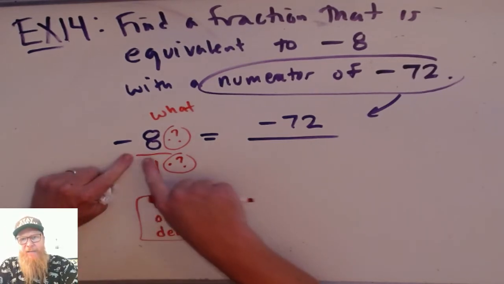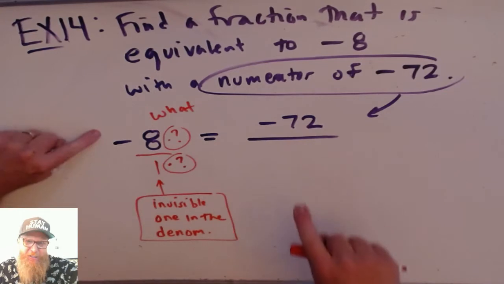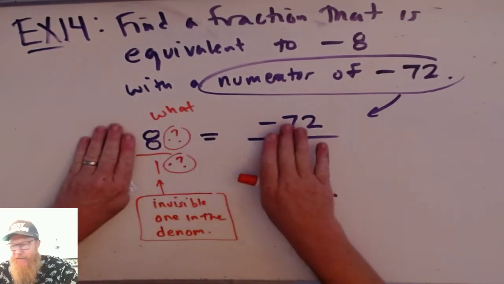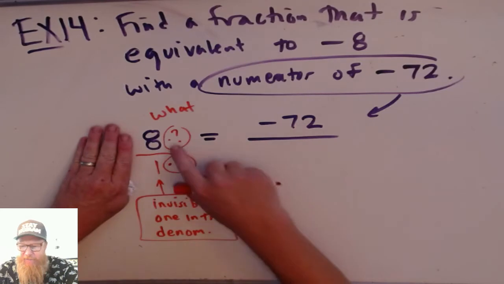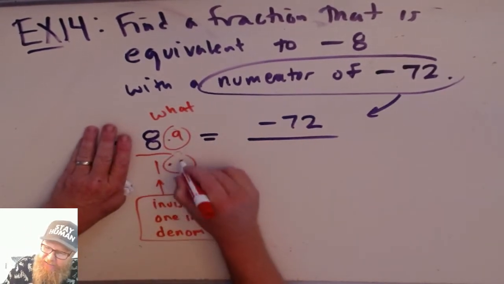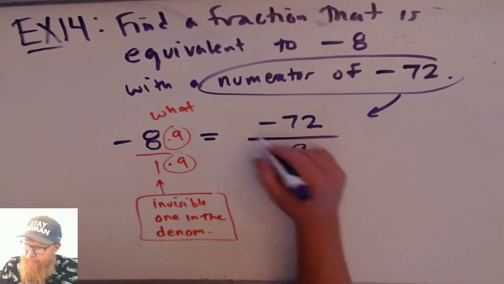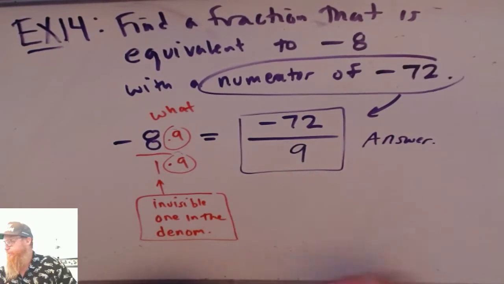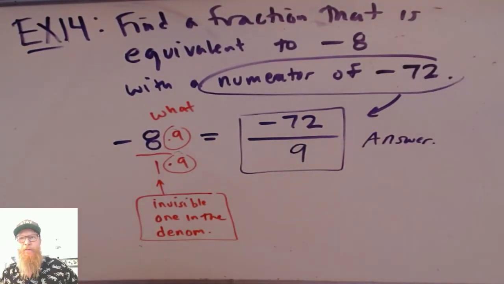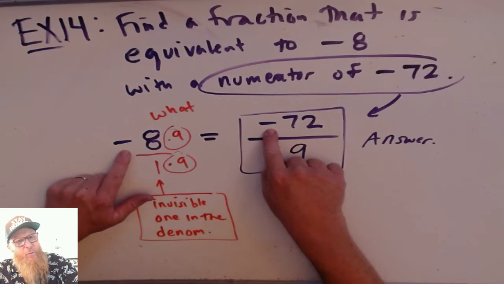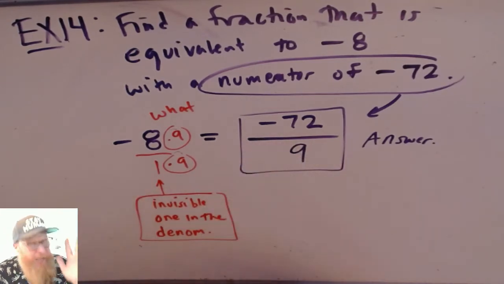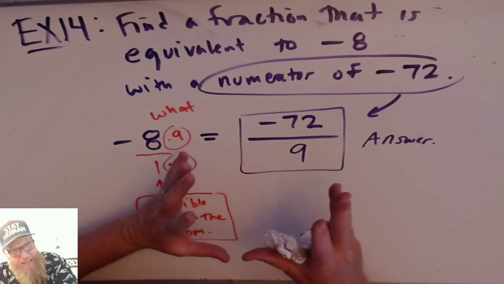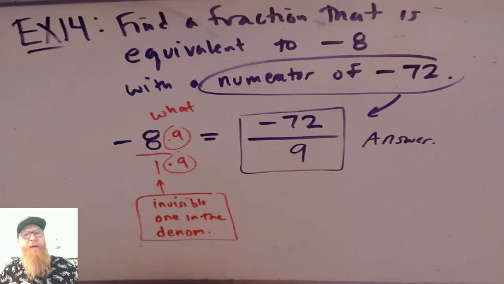So what times 8 is 72? You can just ignore the negative. Just think of this as 8, think of that as 72. What times 8 is 72? 9 times 8 is 72. So the denominator is 9. And so that's your answer. Basically, for all of the techniques involving fractions, if we have negative numbers, we don't change the technique. We just ignore the negative, do the same technique we would do with a positive, and then we put the negative back when we're done.